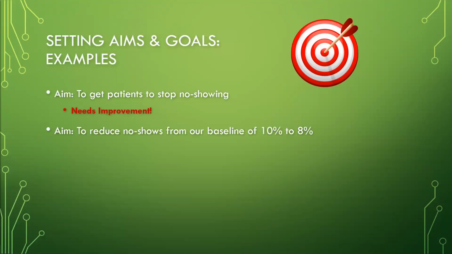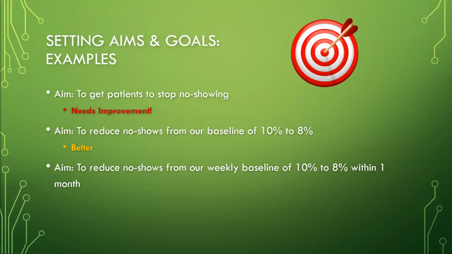So let's try revising this. To reduce no-shows from our baseline of 10% to 8%. Okay, well, that's better. You have some data in there, but what time frame are we looking at? So let's try revising it again. To reduce no-shows from our weekly baseline of 10% to 8% within 1 month. Okay, so this one is specific, it's measurable, it's time-bound, and it's relevant to what they're trying to do. So this is the best of the three. So try to think about all of the details that you can include in your goal to really make it clear what you're trying to achieve.